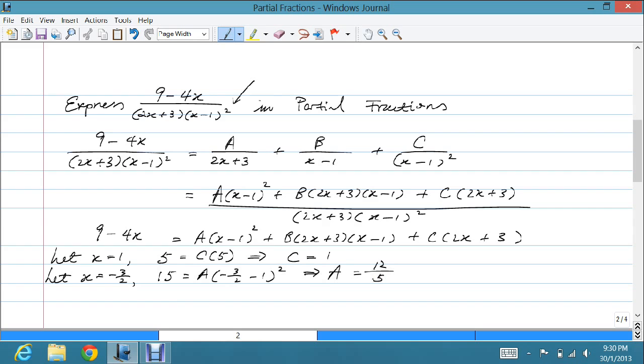So I'm now left with b. So how do I find b? I can simply let x be equal to 0. So 9 is equal to, since a I have known, 12 over 5 plus negative 3 times b plus 3 times 1, since c is 1. So from here I can solve for b. b is equal to negative 6 over 5.